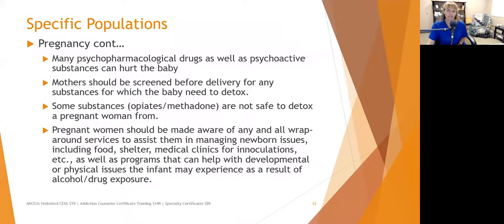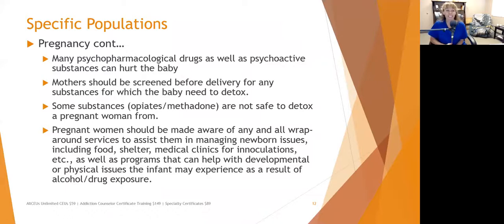Now, pregnancy. Many psychopharmacological drugs as well as psychoactive substances can hurt the baby. If you had a baby, the doctors are like, you can't take anything. Mothers should be screened before delivery for any substances for which the baby may need to detox. That way they can prepare a NICU bed ahead of time, instead of having a baby come out and suddenly start going through withdrawal symptoms and create a medical crisis. Some substances, such as opiates and methadone, are considered to be not safe to detox a pregnant woman from.